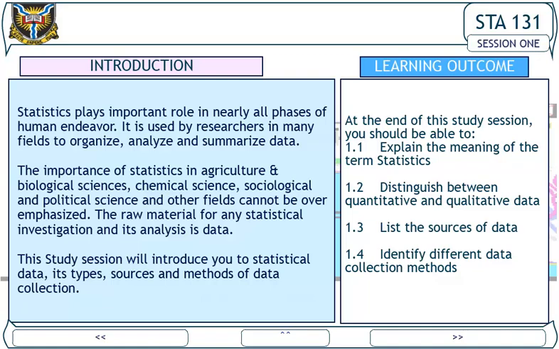Introduction. Statistics plays an important role in nearly all phases of human endeavor. It is used by researchers in many fields to organize, analyze, and summarize data. The importance of statistics in agriculture and biological sciences, chemical science, sociological and political science, and other fields cannot be overemphasized. The raw material for any statistical investigation and its analysis is data. This study session will introduce you to statistical data, its types, sources, and methods of data collection.